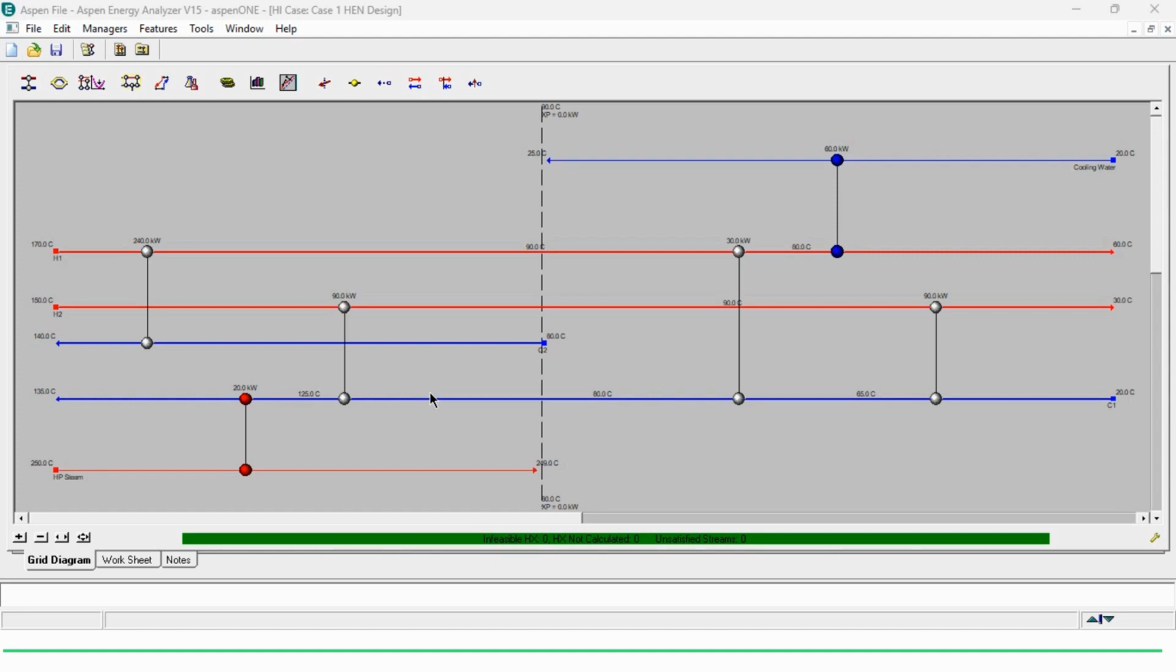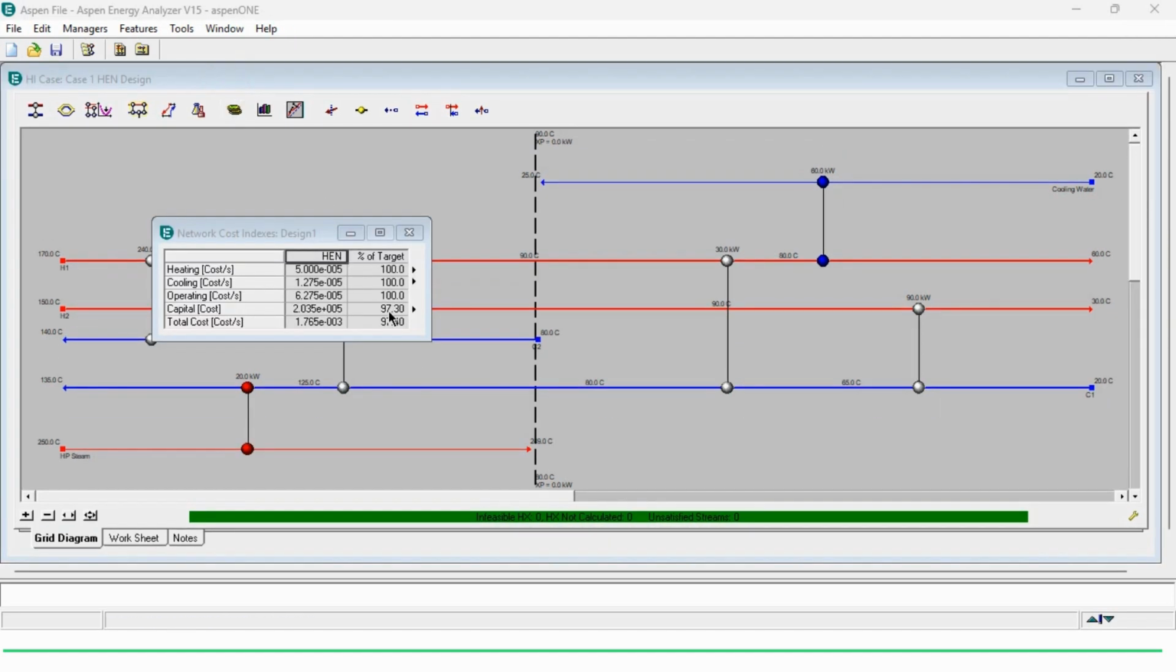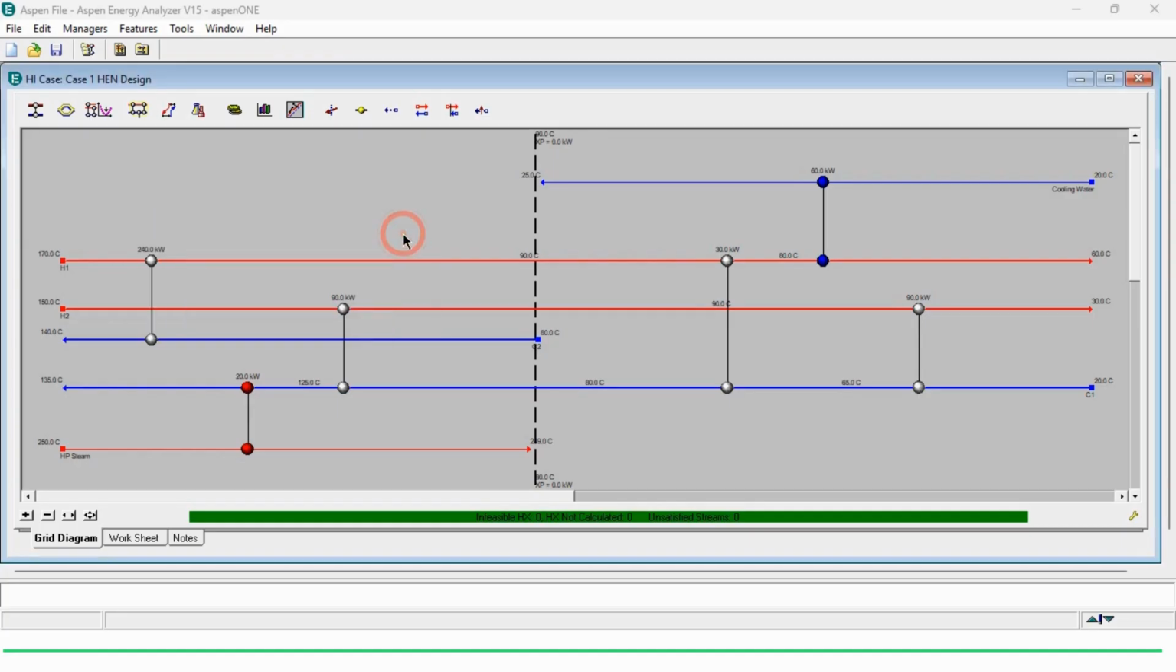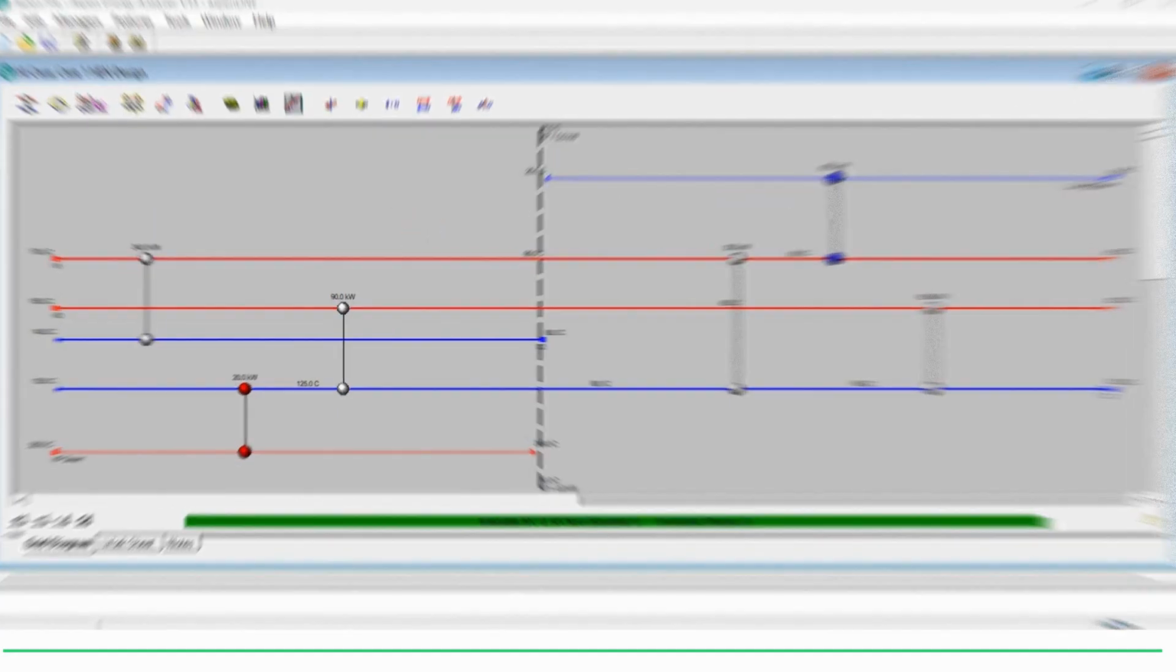Now this is the overview of the overall process. If I take you to the network cost, the heating cost is 100% of the target, cooling is also 100% of the target, operating is also 100% of the target, and capital is less than the target. So the percentage of target is 97.3%, and the total cost is 97.4%. So this is the first case which we have studied.